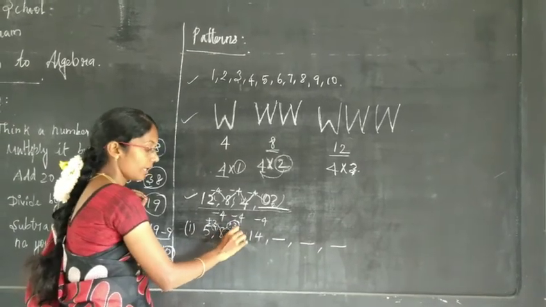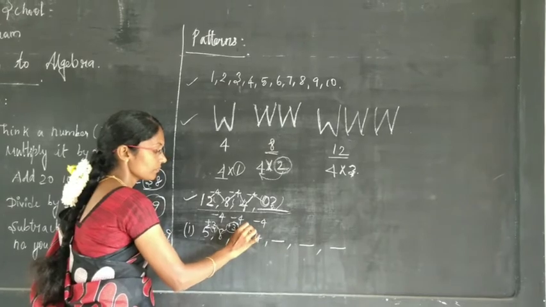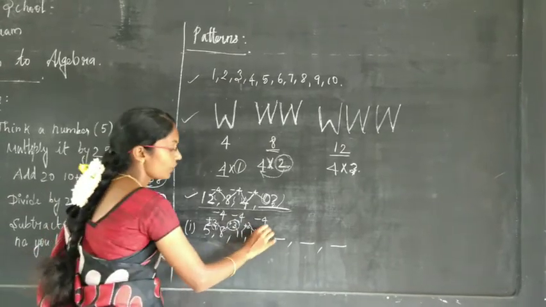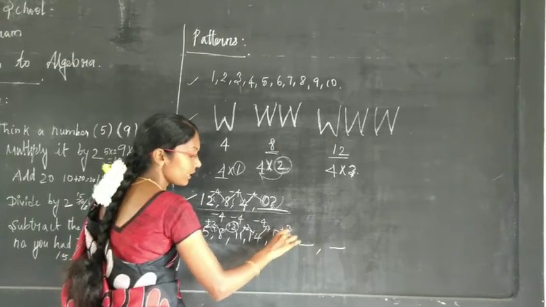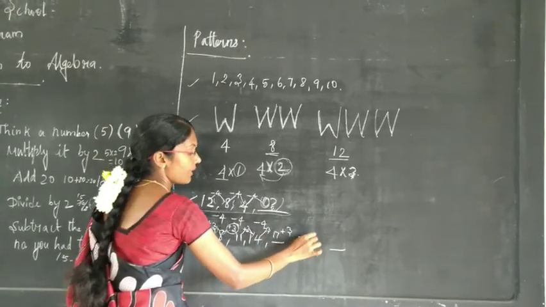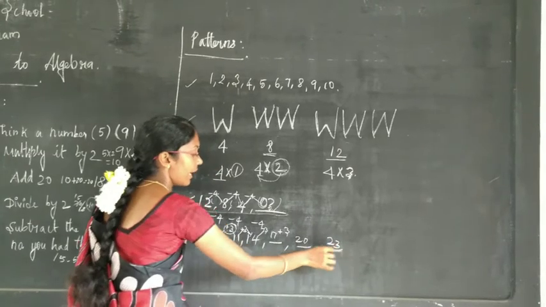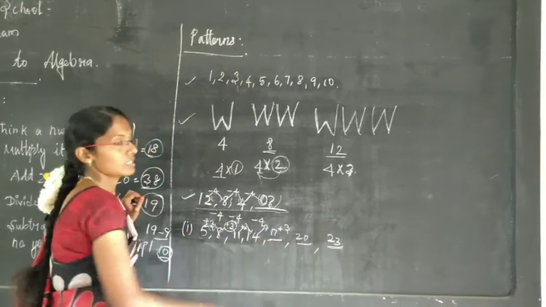We are going to add the same number so that we get 11. So 8 plus 3 is 11. 11 plus 3 is 14. So 14 plus 3, what do you get? 17. So 17 plus 3 is 20. So 20 plus 3 is 23. Like this you have to complete the sequence.